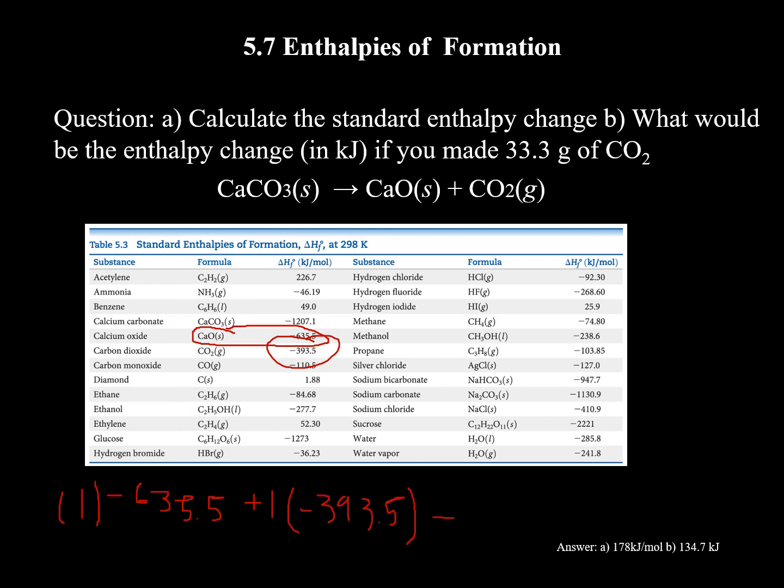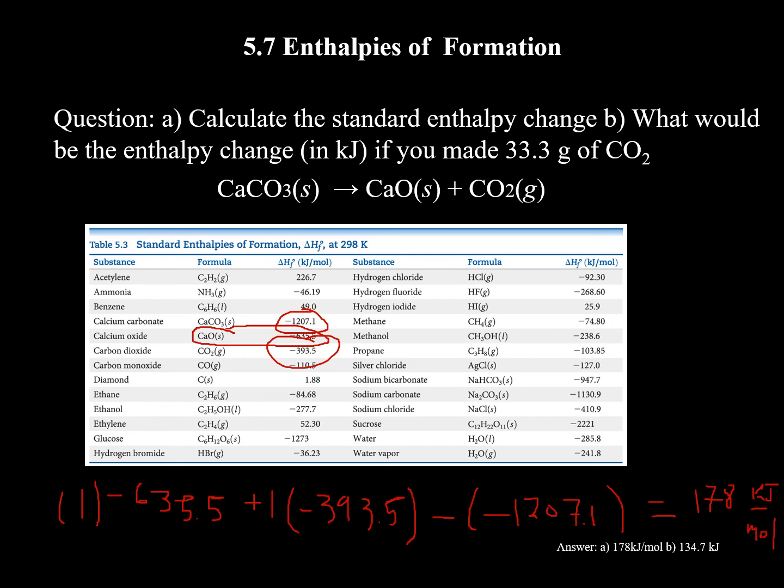So products minus the reactants. The reactant here, CaCO3, is negative 1207.1, and when we do the math, we get 178 kilojoules per mole.